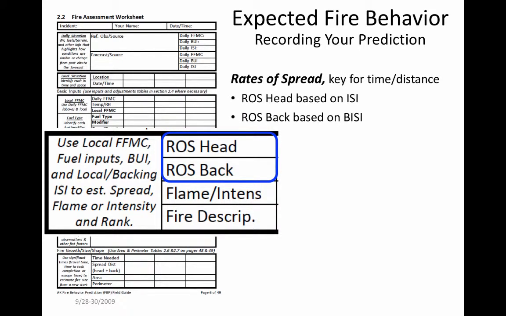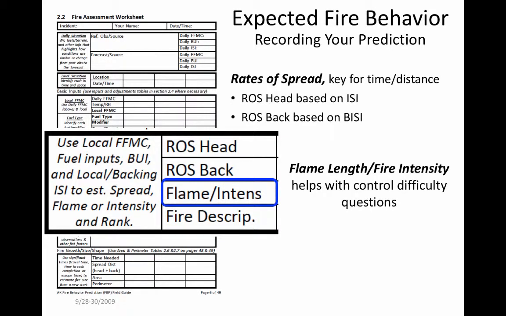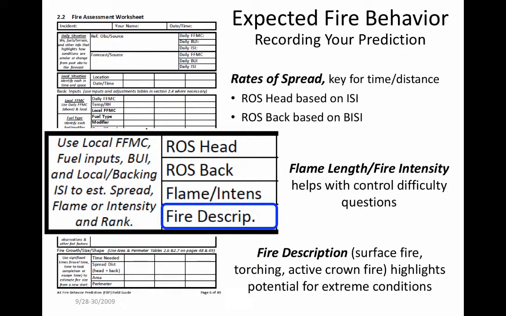Note that there are two spread rates, one for head fire and another for backing fire spread. There is a place for noting expected flame length. It can help with questions of control difficulty. And another for noting the fire description that may help you paint a picture for those you're briefing.